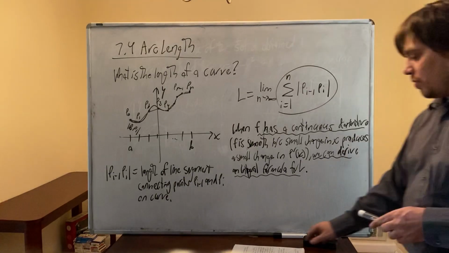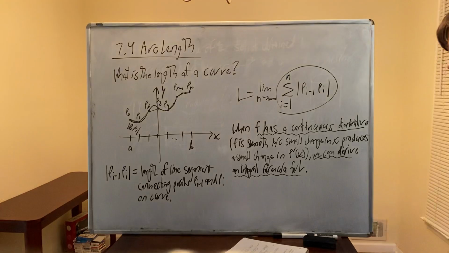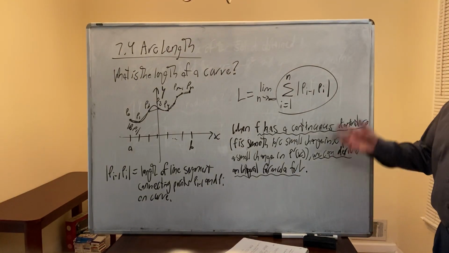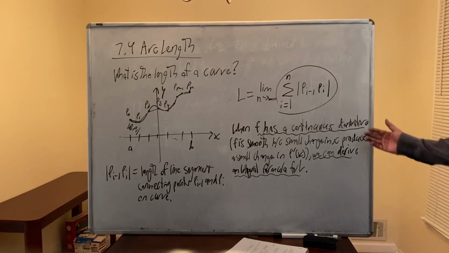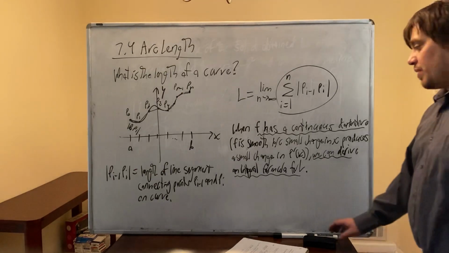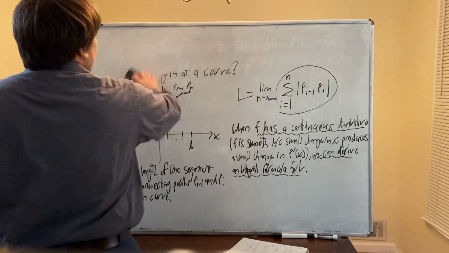And so we're going to derive that formula now. So that's my introduction. I'm going to write the derivation on the next board. We're going to assume our function f has a continuous derivative, meaning f prime is continuous, and we're going to derive the integral formula for L from that assumption.